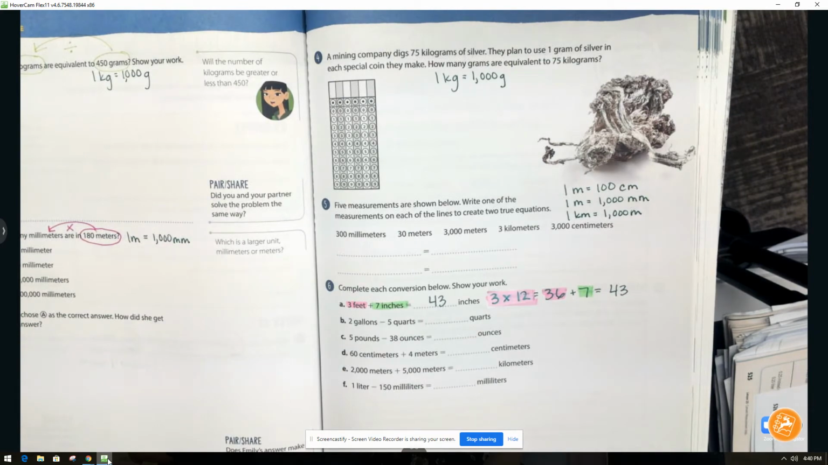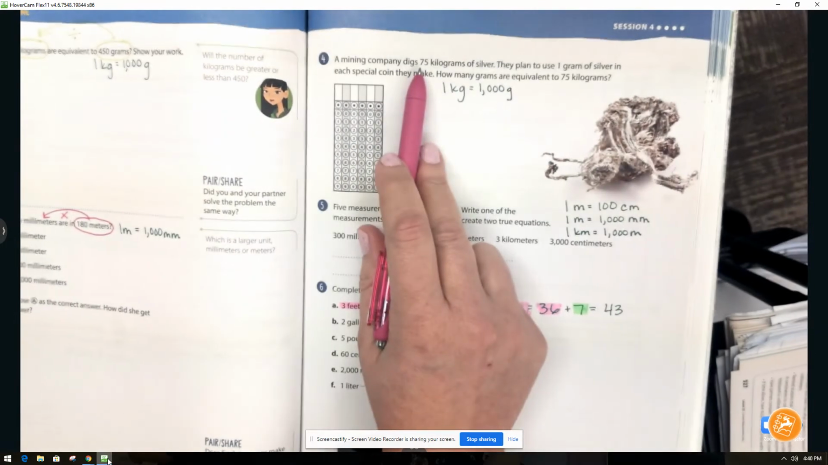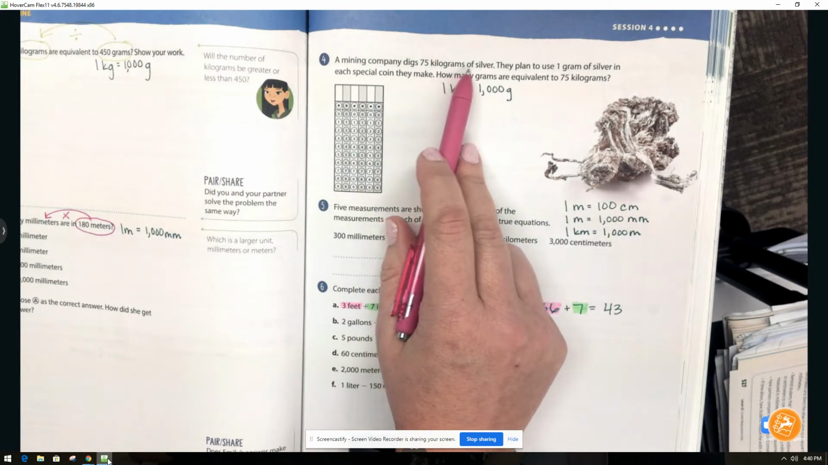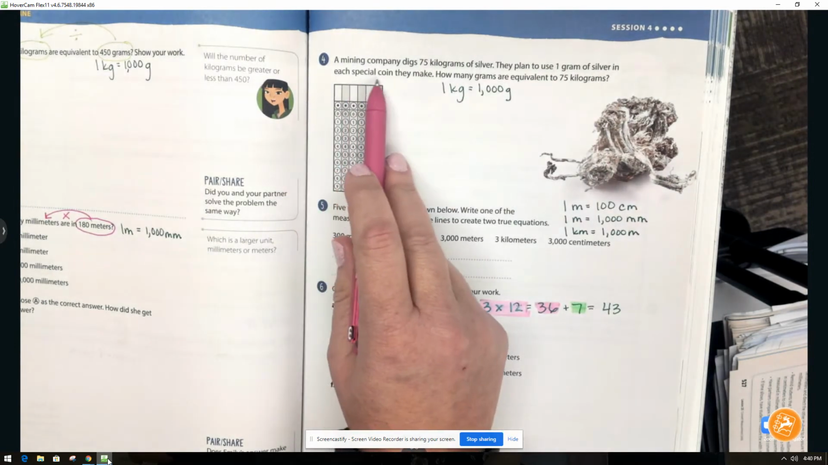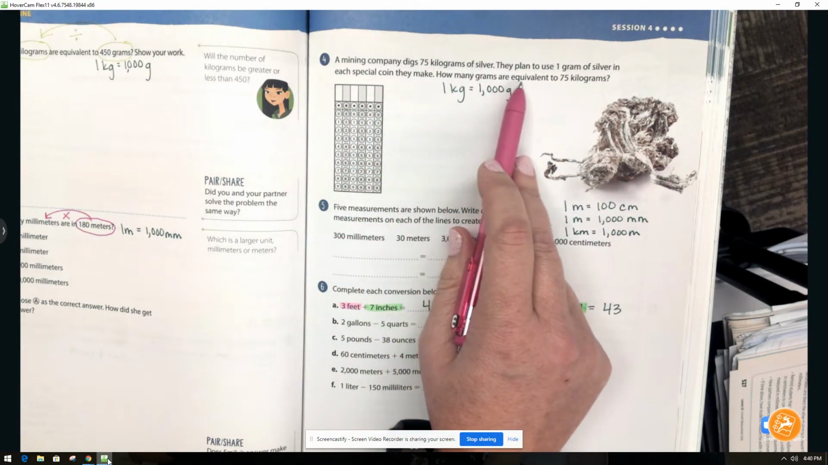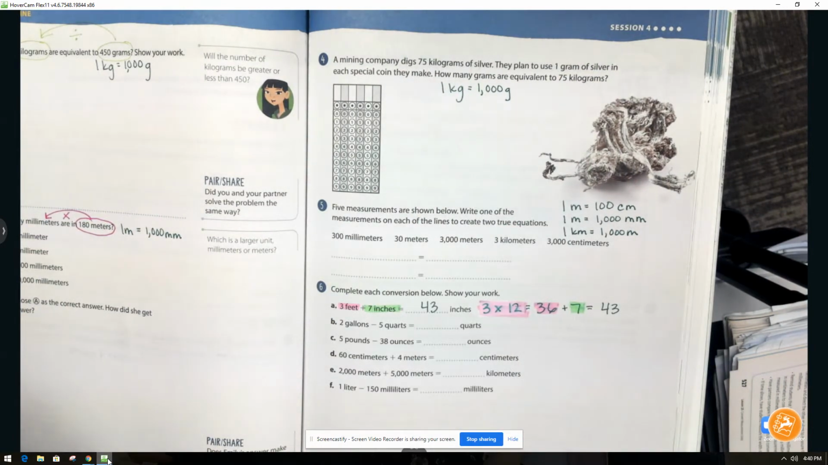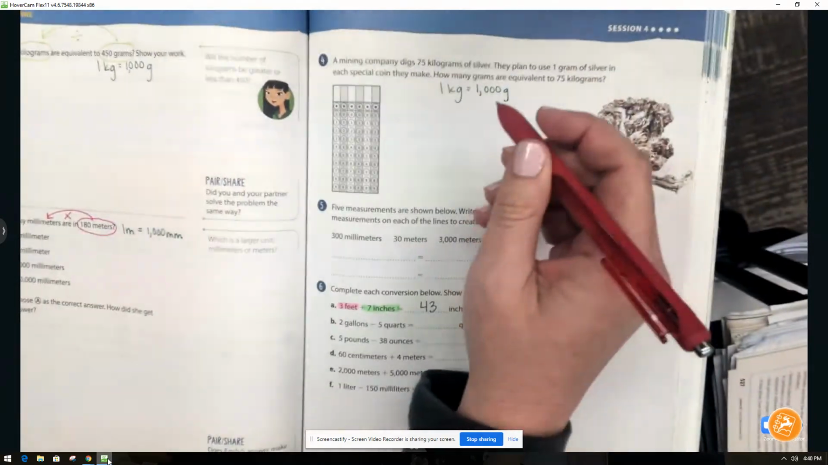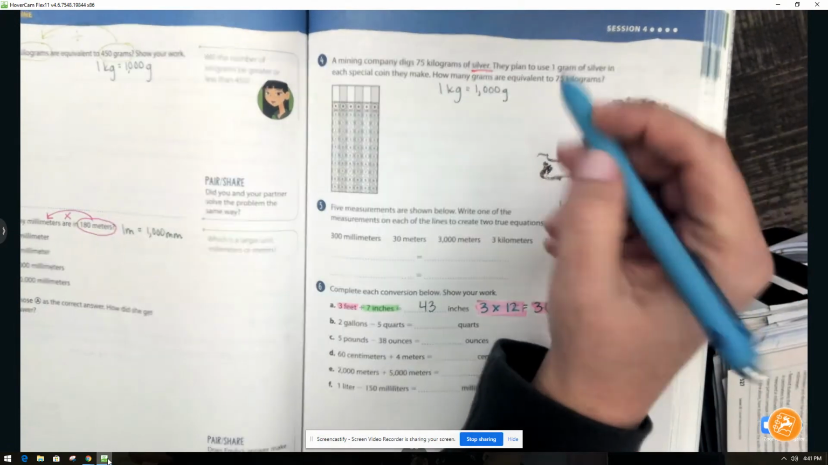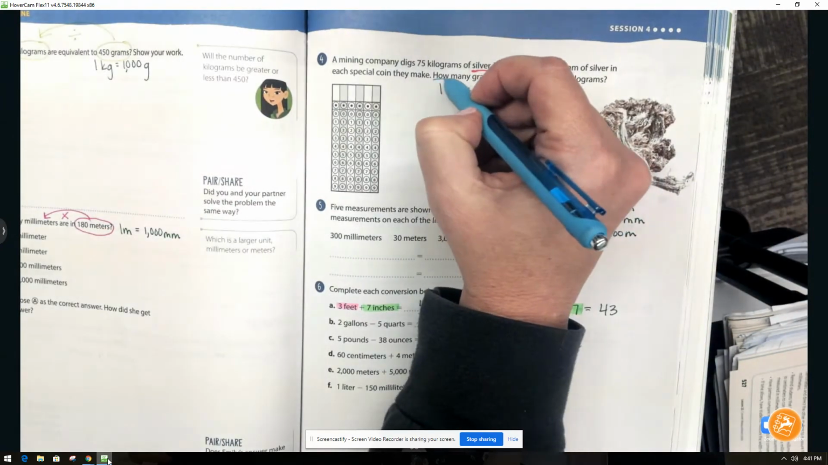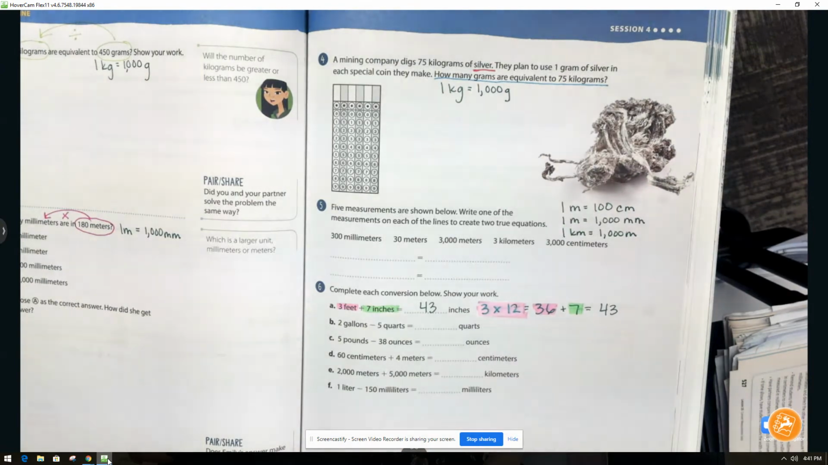Number 4. On number 4, it says this: a mining company digs 75 kilograms of silver. They plan to use 1 gram of silver in each special coin they make. How many grams are equivalent to 75 kilograms? So we're going to go ahead. We're talking about silver. And what we're trying to find out is how many grams are equivalent to 75 kilograms.